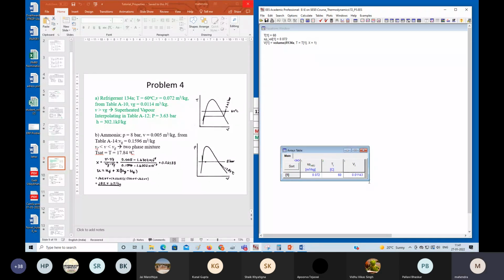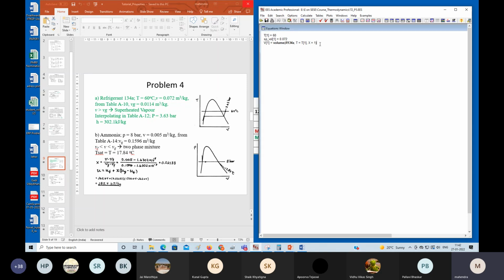See here, the volume at x equal to 1, meaning saturated gas of this particular working fluid, is 0.01143. Okay, 0.011. But what is our given volume? The given volume is even 5 times more than the volume at saturated. That means what it is representing? Obviously, this is superheated condition. Okay, this is superheated vapor of refrigerant 134a.